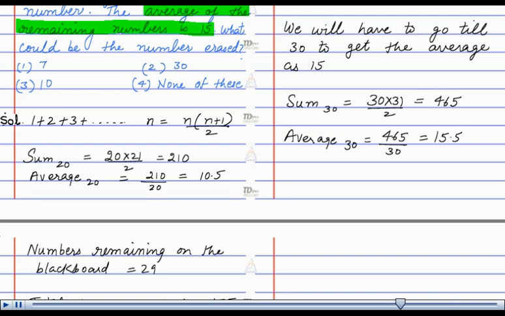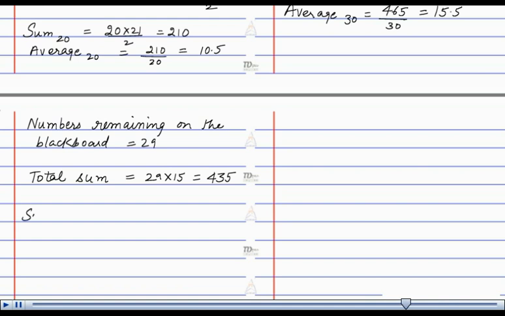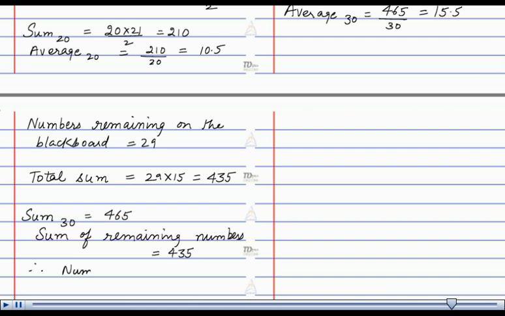Now, the sum up to 30 numbers is 465, and when we erase a number, the sum of the remaining numbers is 435. Therefore, the number erased was 30. Hence, the correct answer is answer option number 2.